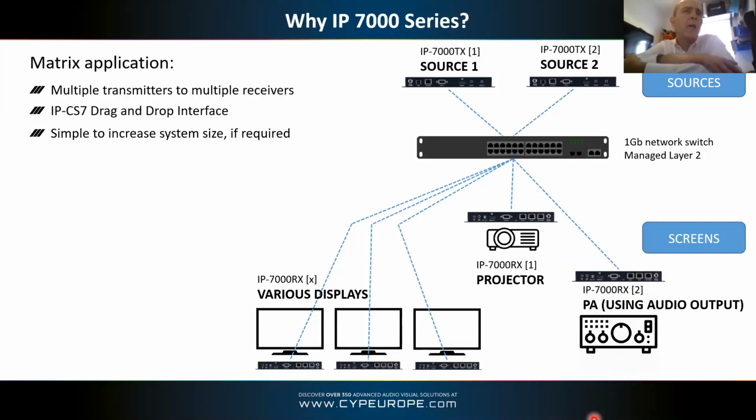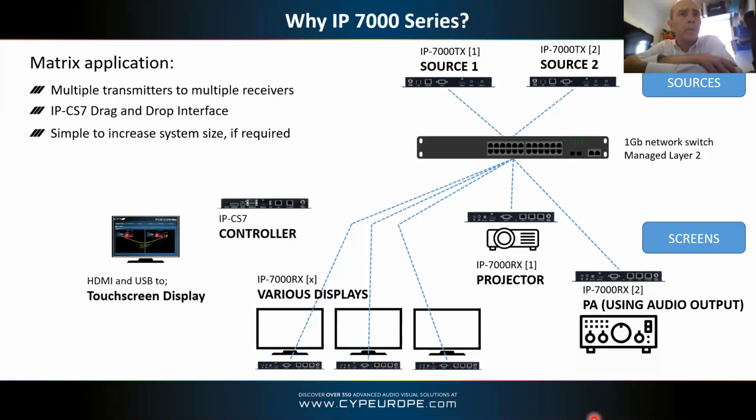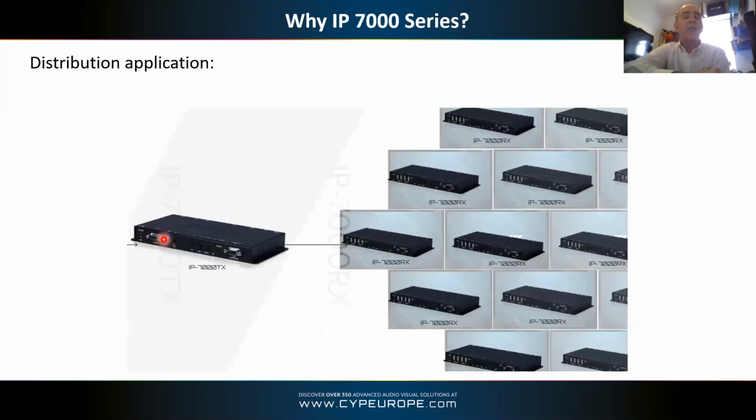That's something we're working on now and having a look at with the chip manufacturer as well. Fantastic, that's great. And as we said earlier, you've got the CS7 controller, which in this example would be connected to the hardware, directly to a touchscreen with HDMI and USB, and that could give you really simple touchscreen functionality using the drag and drop feature, which we'll look at. But again, that would all sit on the same network switch, and that effectively gives you a full matrix solution. It's relatively straightforward to set up as well.